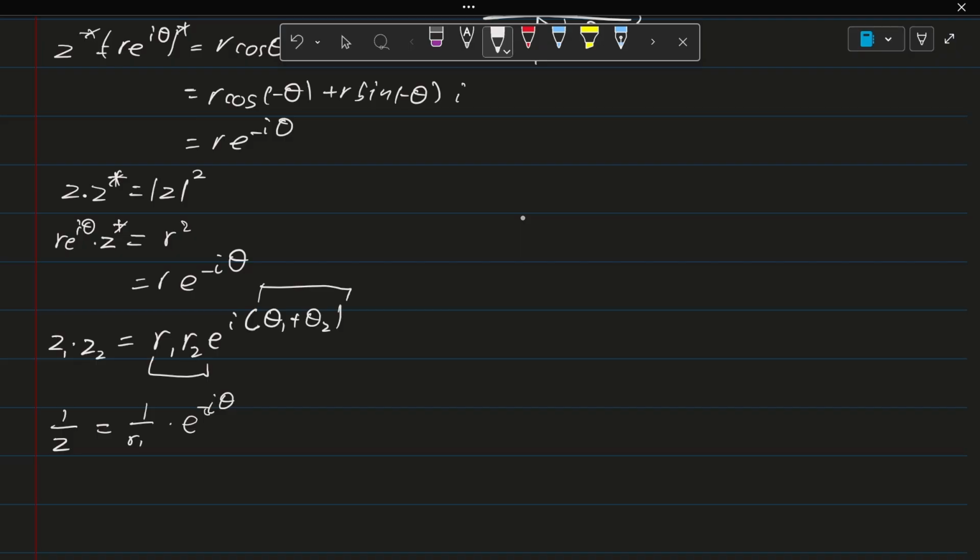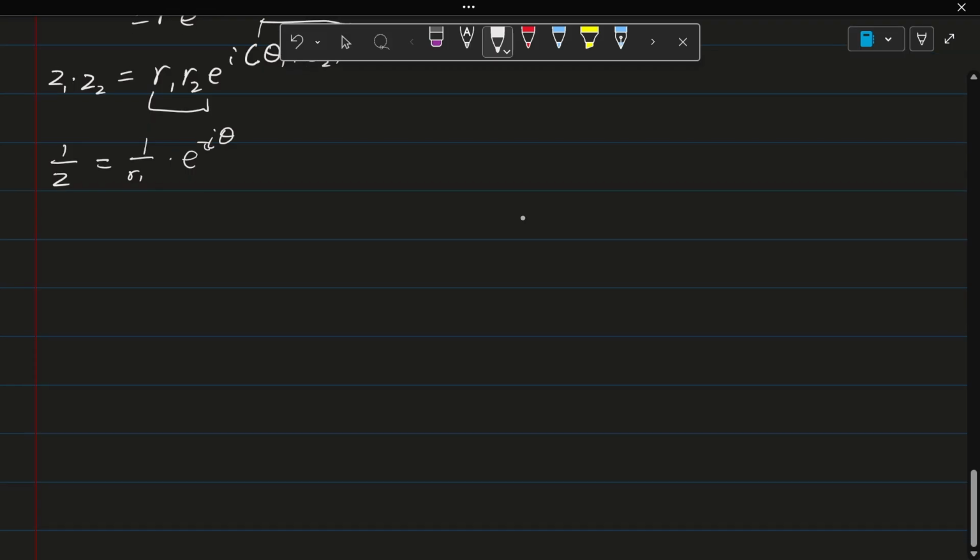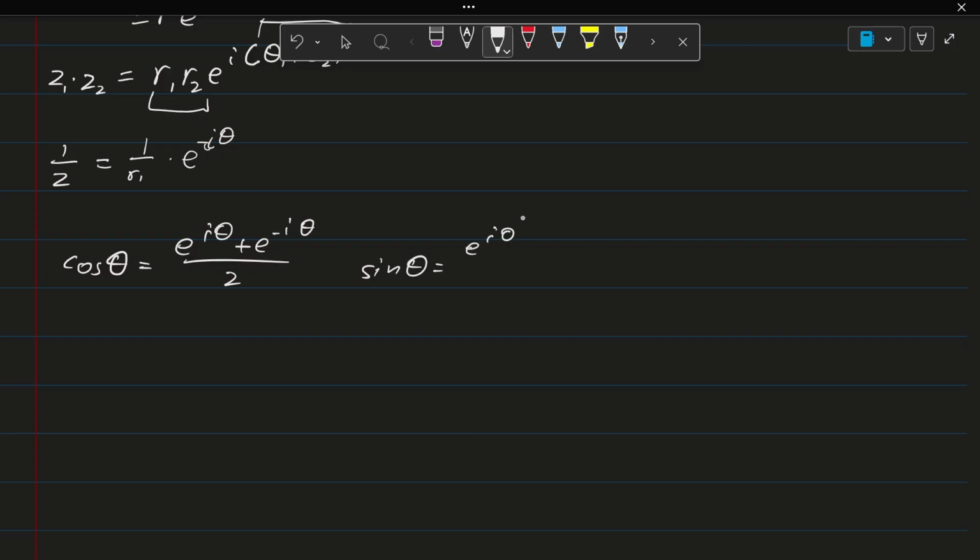Another thing that's very useful is that you could actually express cosine theta and sine theta by e to the power of i theta. So cosine theta, from the definition of the real part, is going to be e to the power of i theta, added to the conjugate, divided by 2. While sine theta corresponds to e to the power of i theta, subtracted by the conjugate, divided by 2i.